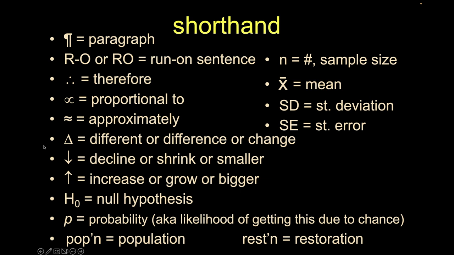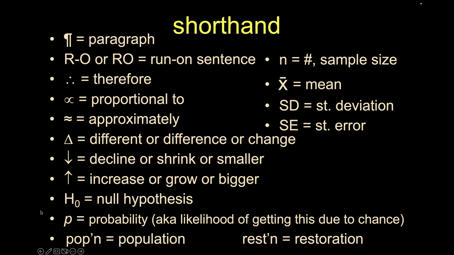Difference: a triangle, the symbol for delta, which is like a triangle. Technically, there's a fatter line on the right side of the triangle. But that means change, different, difference. That's how I'll use that in the semester. And sometimes, for just saving space on slides, I'll use an arrow pointing down or an arrow pointing up, meaning shrink or get smaller, or grow or get bigger, or bigger than.